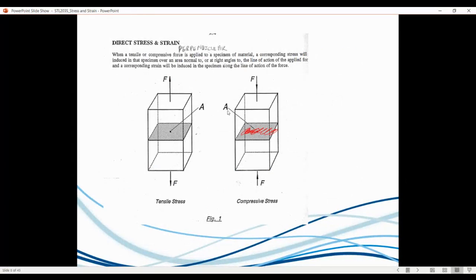So it says here, when a tensile or compressive force is applied to a specimen, a corresponding stress will be induced over an area normal to, or at right angles to, the line of action of the applied force, and a corresponding strain will be induced along the line of action of the force. I didn't actually mention that. So the stress is acting perpendicular, and strain will be induced exactly in the line of the force. That makes sense. Tensile and compressive are essentially the same. A tensile force would be two forces in opposite directions, so we're pulling it, and compressing will be in the same line, but pushing.